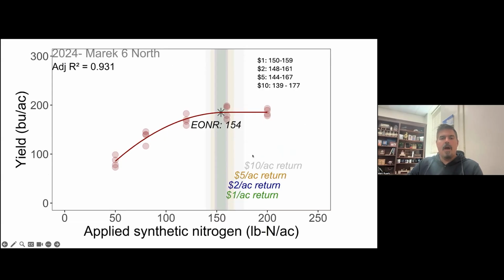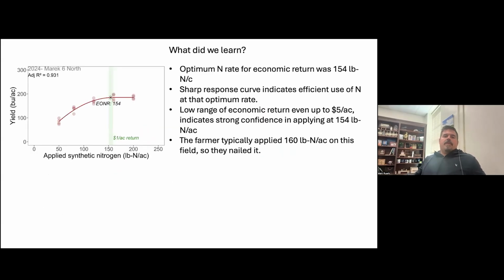Okay. So in a nitrogen response curve like this, what did we learn? We learned that the economic optimum rate was 154 pounds of nitrogen. We learned that this was a very sharp response curve, so there was a relatively efficient use of nitrogen. As you're increasing your nitrogen rates, it's likely that nitrogen is getting utilized, so it's nice to see that sharp response curve. We also saw a low range of economic return, even up to $5 per acre. That range was still relatively tight, again with this nice curve.